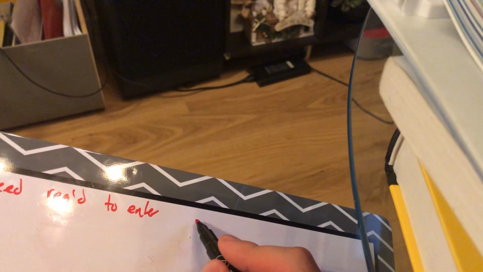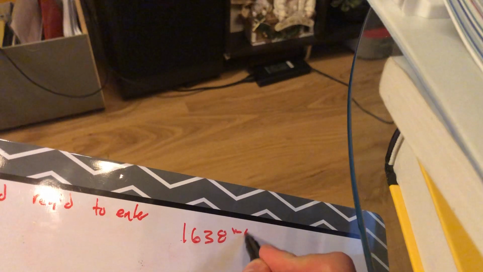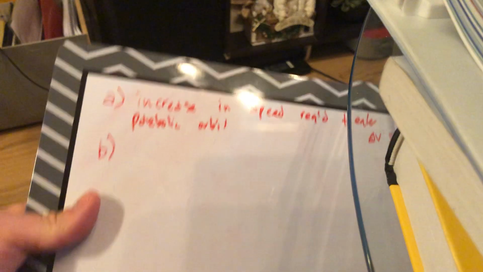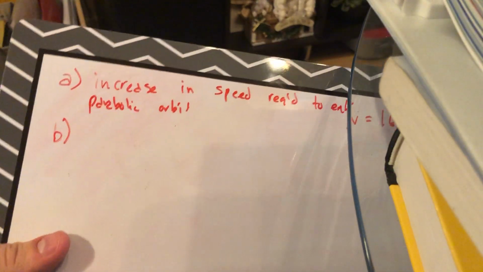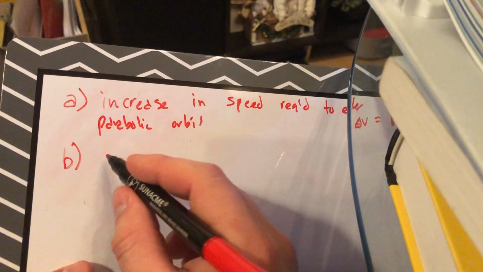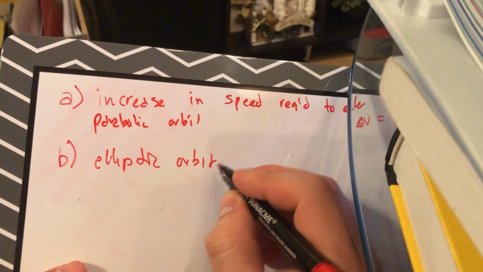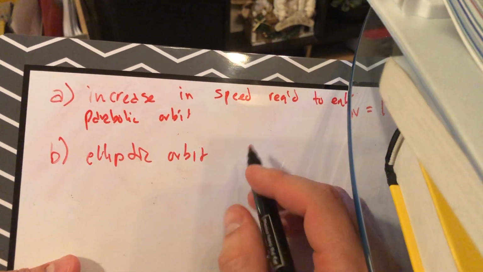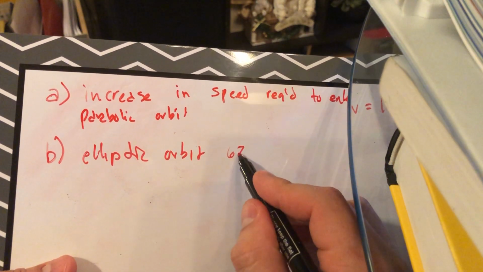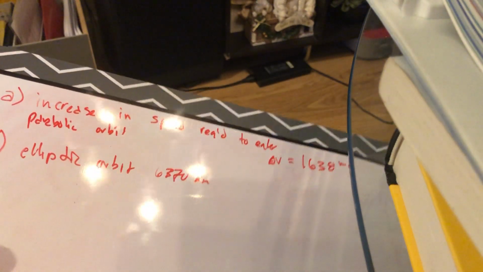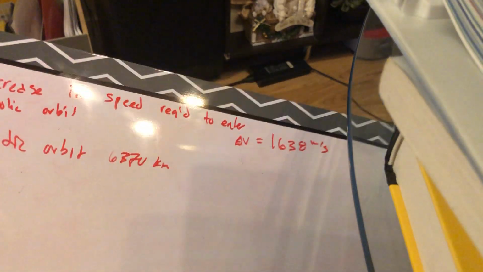Okay, let's write that up here. We have this answer. All right, B. B is asking for the decrease in the speed required at A to enter an elliptic orbit at a minimum altitude of 6370 kilometers.